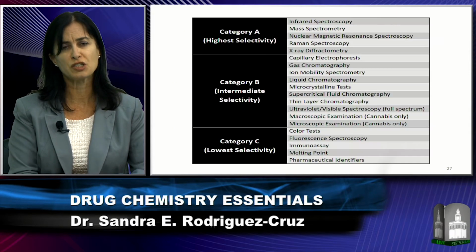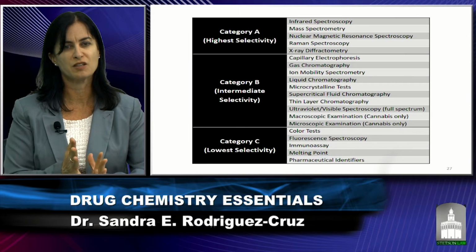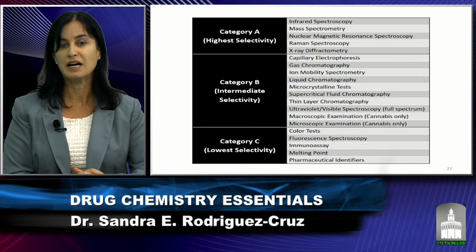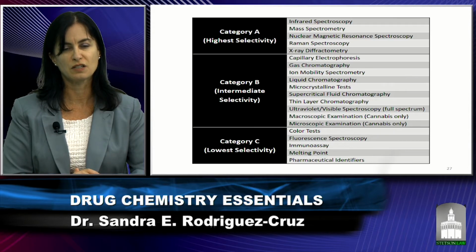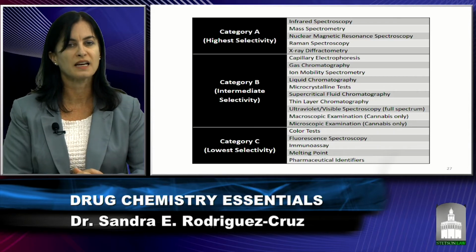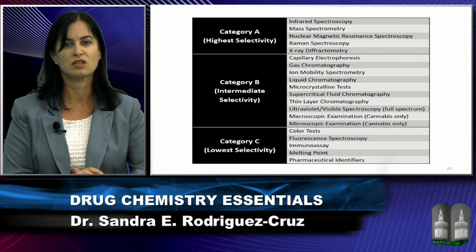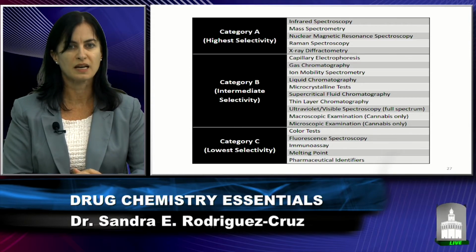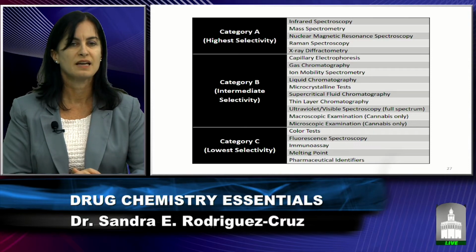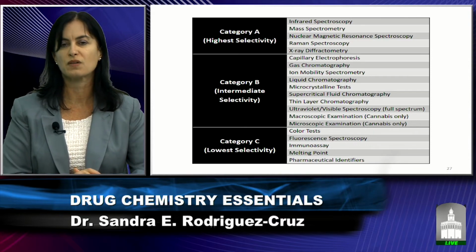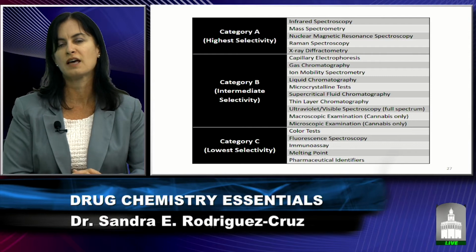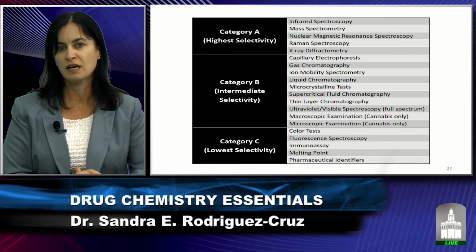Now, just to give you a general summary of what category A's, B's, and C's are, defined based on the Scientific Working Group for the Analysis of Seized Drugs, these are how the techniques are classified. With category A techniques such as different spectroscopy techniques as well as mass spectrometry, and these have the highest selectivity because they're the ones that are capable to give us that chemical fingerprint.